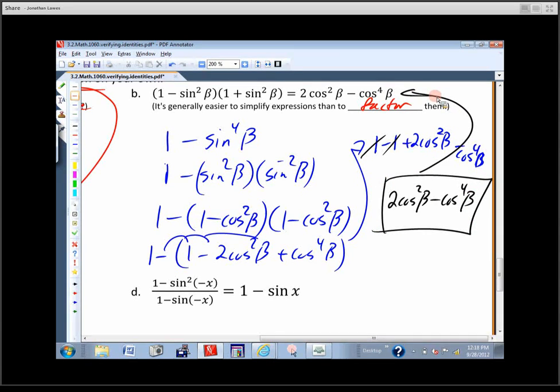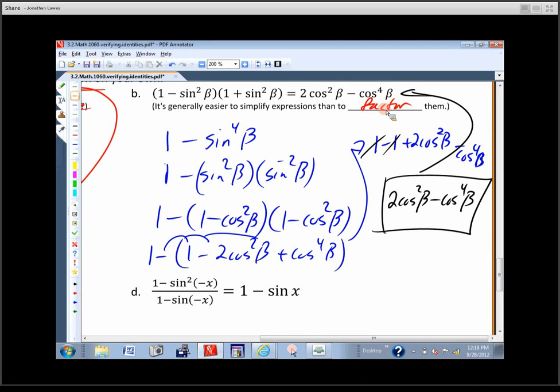So we verified it. Now again, a lot of people like doing this because it's something familiar. We're just multiplying together, collecting like terms, making a substitution. If you want to work on this side and factor out a cosine squared and go from there, that's totally okay. You can make it look like the other side.